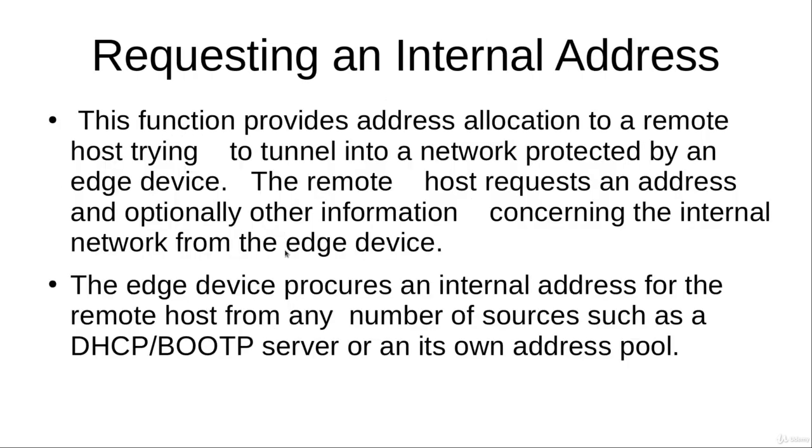Requesting an internal address. This function provides address allocation to a remote host trying to tunnel into a network protected by an edge device. The remote host requests an address and optionally other information concerning the internal network from the edge device. The edge device procures an internal address for the remote host from any number of sources such as a DHCP or BOOTP server or its own address pool. The edge device can also send other attributes that were not included in the request and can ignore the non-mandatory attributes that it does not support.